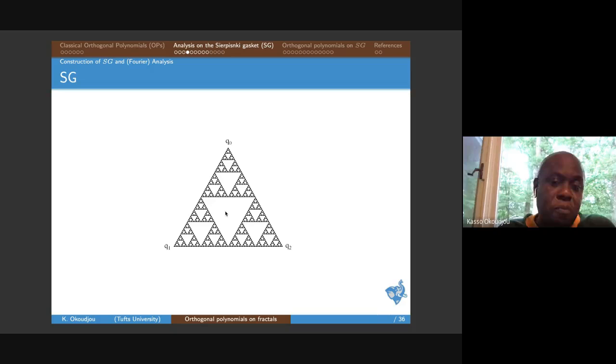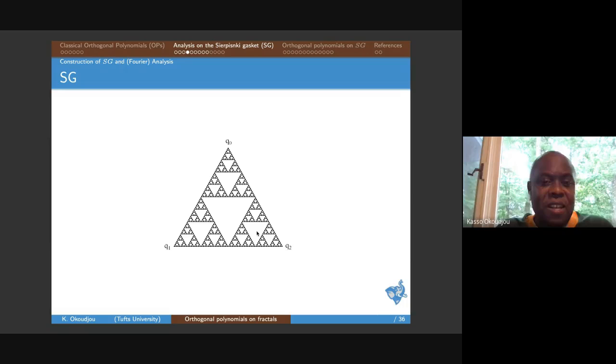And so when I remove this part, I have these 3 parts left. And then I'll do the same thing at this level. I'll remove this, I'll remove this, I'll remove that, and then I'll keep on doing this. When I do this all the way to infinity, the set that I'm going to get is going to be exactly the Sierpinski gasket.